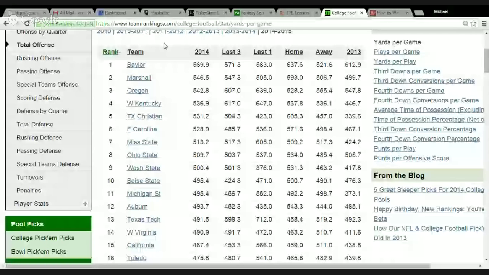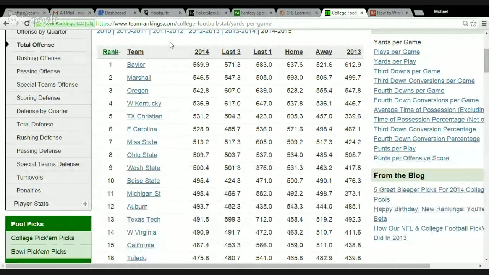So we're going to do a screen share with you today. I'm going to use a site called Team Rankings because I like the way that they have it all laid out. Let's pop over there. All right, so we're going to hit you up on Team Rankings. TeamRankings.com is the website, and I go to Total Offense. That's the first place I'm going.